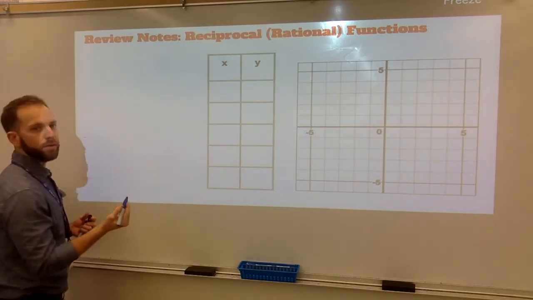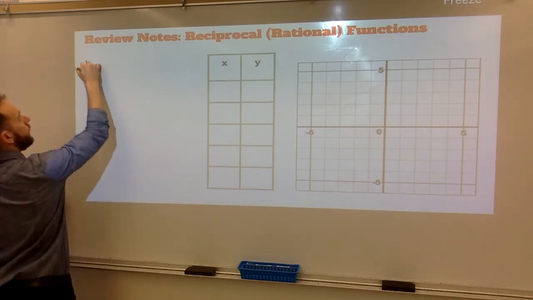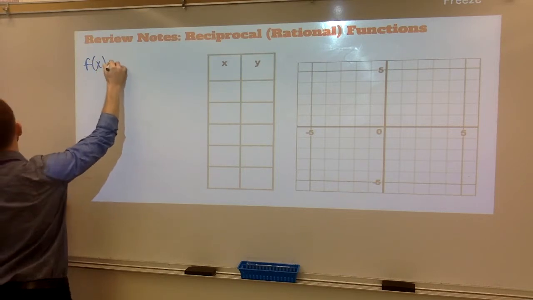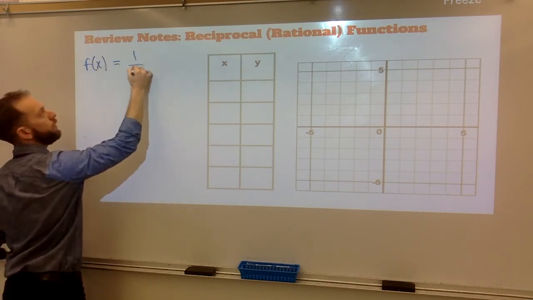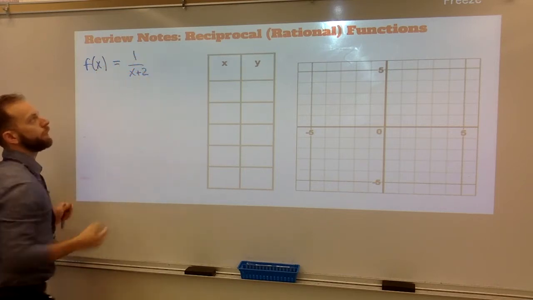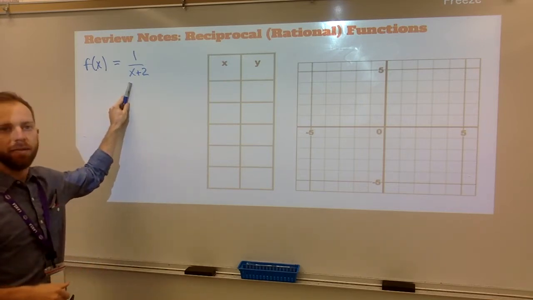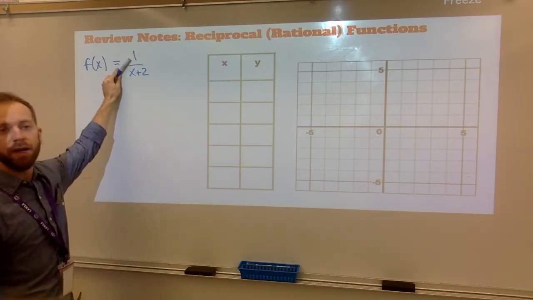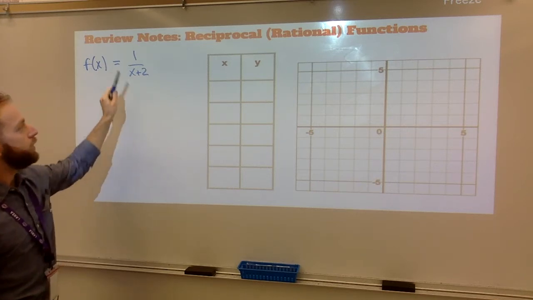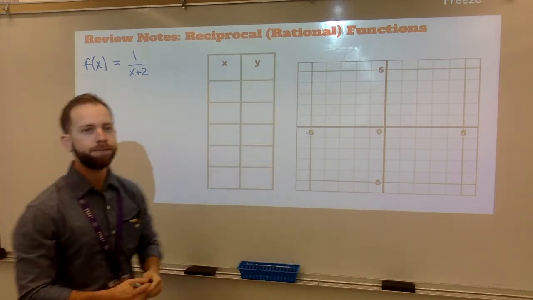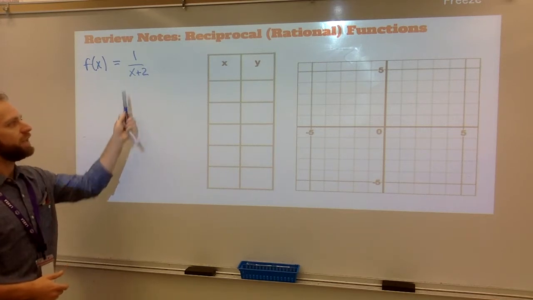Let's look at what happens when we try and graph the function f of x equals 1 over x plus 2. This is a reciprocal function because the x is in the denominator and there's no x on top, or else it would be rational. So let's go ahead and graph this.